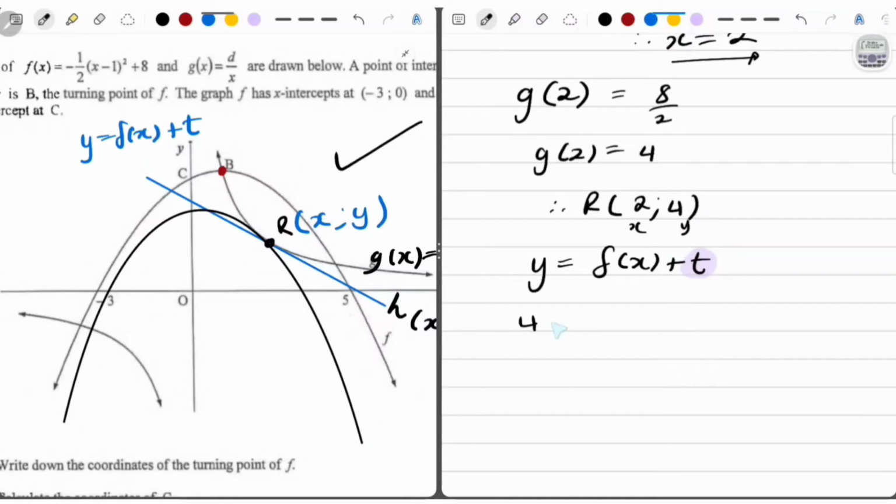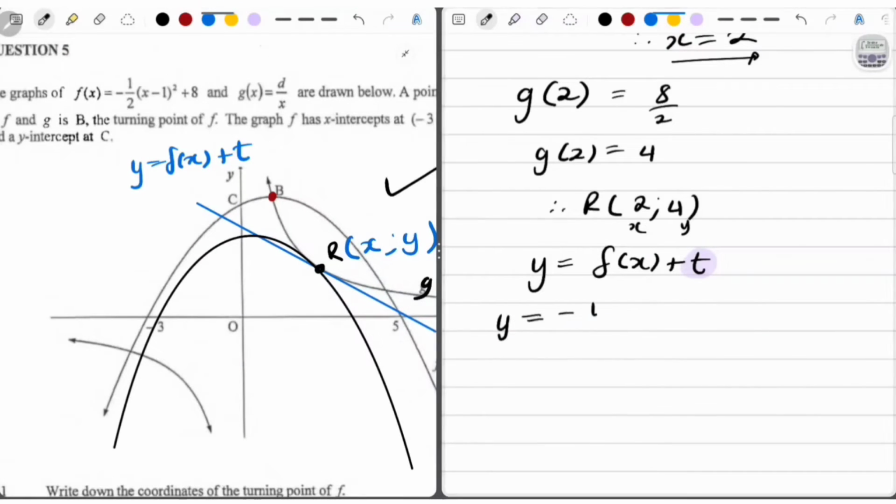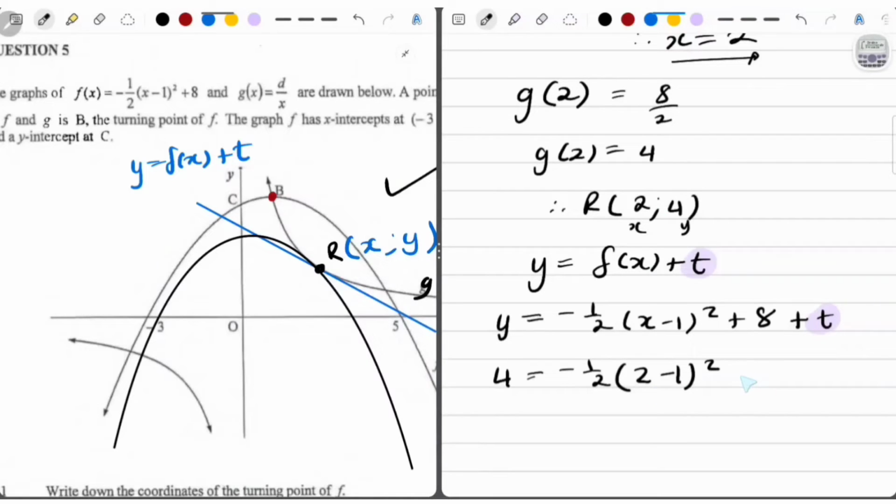So I'm going to say 4 is equal to, no, let me expand this first. So y is equal to f of x, which is -1 over 2 bracket x minus 1 all squared plus 8. Then I still have plus t, right? I'm trying to solve for t. So now I can substitute x and y. So our y value is 4 is equal to -1 over 2, and then the x value is just 2 minus 1 all squared, and we have plus 8 plus t.